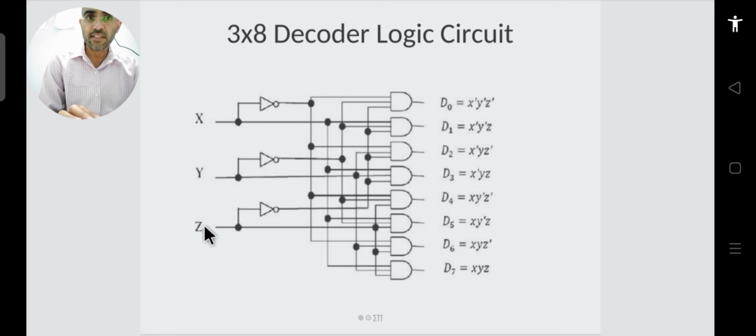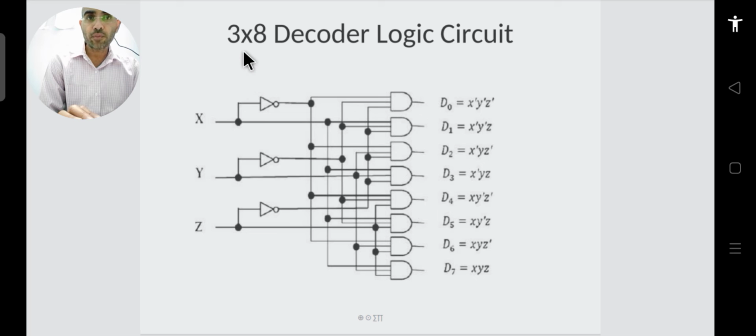So x, y and z are the 3 inputs, and you implement them with the help of these gates. D0, as I have told you, is x complement, y complement, z complement. Similarly, D1 will be x complement, y complement, z. You can find that D7 will be equal to x, y and z. Here you use x as well as x complement, and to get a complement you use a NOT gate. So this is how you implement a 3x8 decoder. It is a very simple circuit.